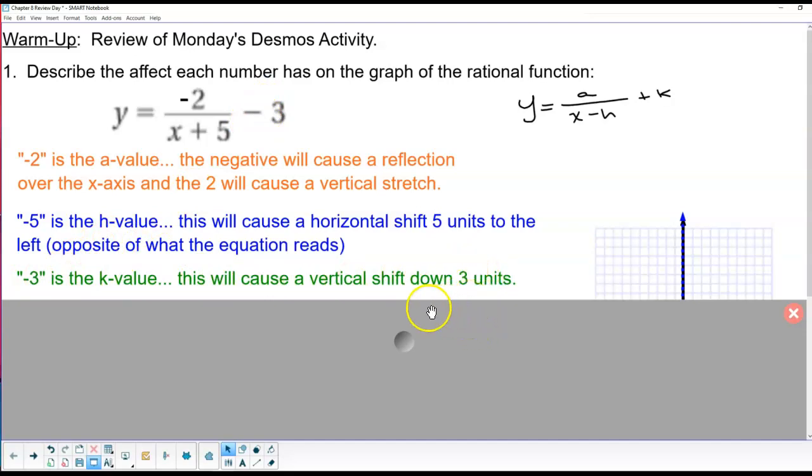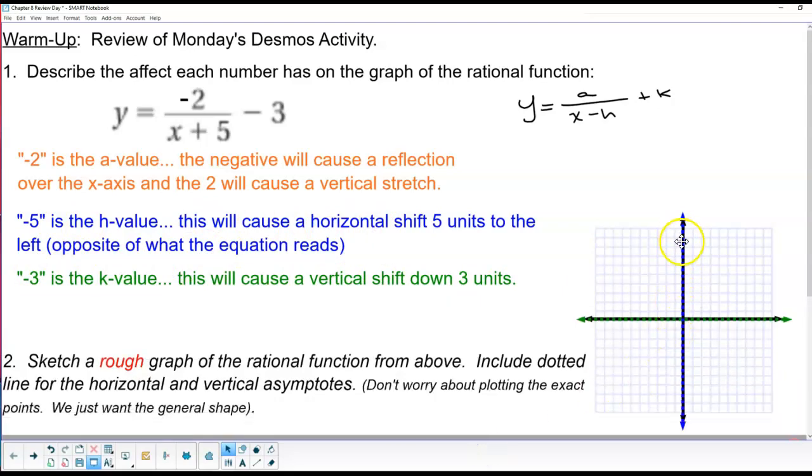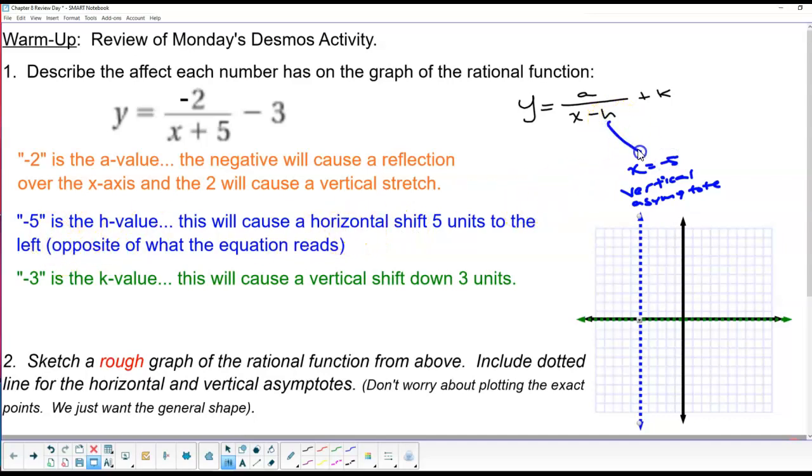So if we ask you to draw a sketch of that, what you're going to do is take the horizontal movement and the vertical movement and actually apply those, because those are the asymptotes. So let's take the vertical asymptote and shift it 5 units to the left. 1, 2, 3, 4, 5. On my graph, I would draw a dotted line and label that at the equation x equals -5. So notice your h value is going to give you your vertical asymptote.